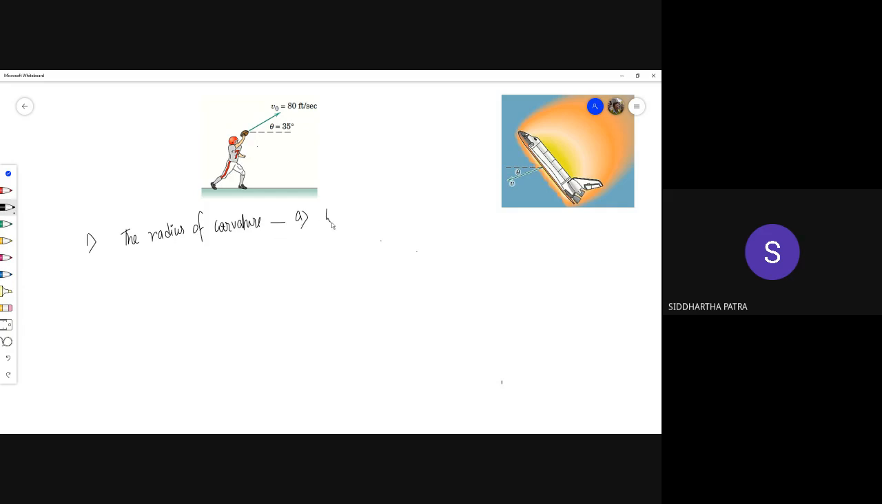Case A is when released, and case B is when it reaches the maximum height.